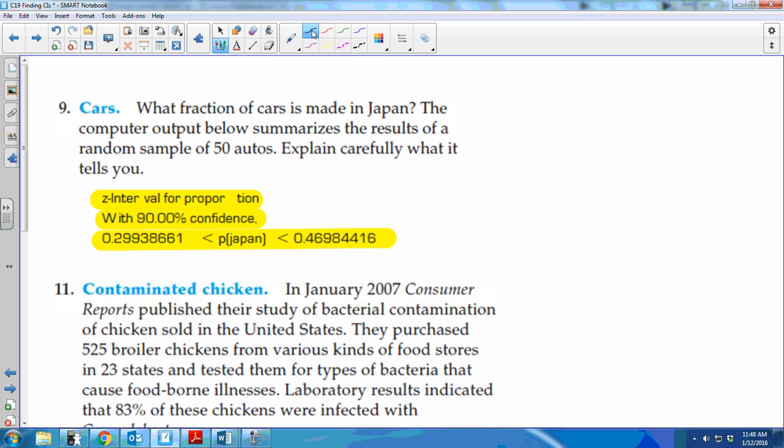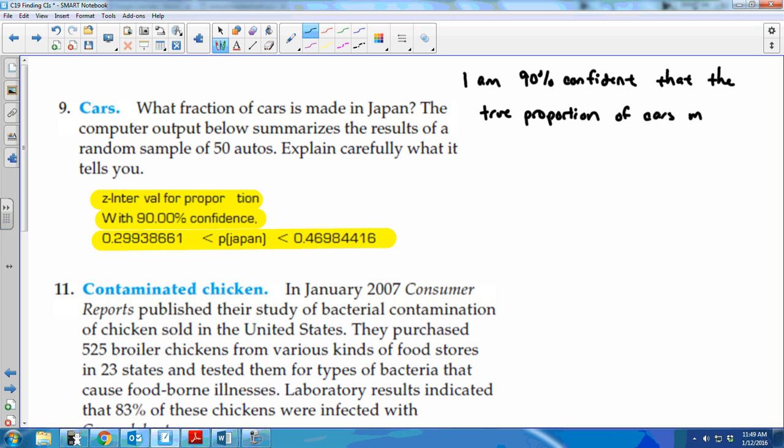So in case you forgot, you want to start with how confident you are. So in this case, I am 90% confident. You're confident about trapping the true proportion. So I'm 90% confident that the true proportion, or the population proportion of, you give some context, so we're talking about the proportion of what? Cars. So that the true proportion of cars made in Japan is between, and you give the interval. So 29.9% and 46.9% or 47%.